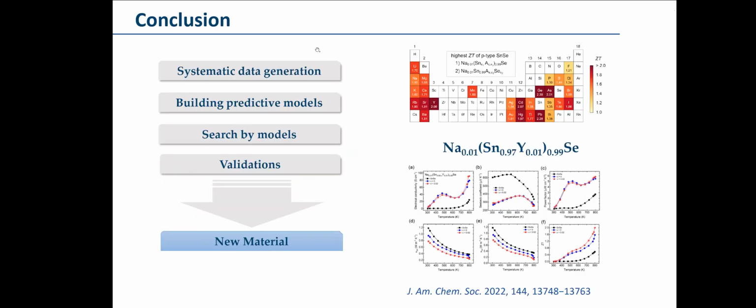This is the conclusion of our data-driven research to find new tin selenide-based thermoelectric materials. We started from systematic data generation and the building of predictive models, screened with the models, and suggested new compounds for thermoelectric applications, and then those compounds were validated with experiments. So we suggest a new material from data-driven research. This work was recently published in JACS, so you can see more details in the paper.